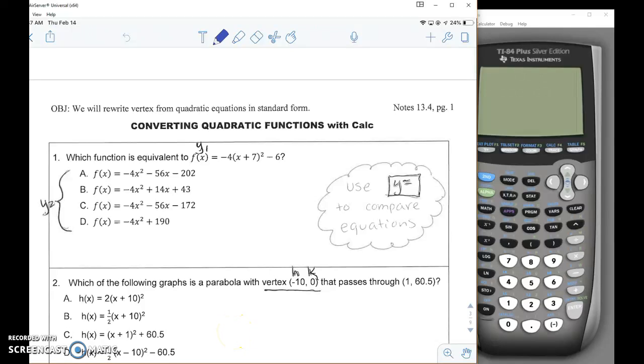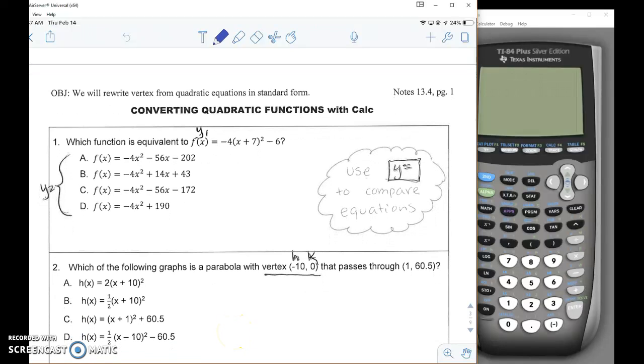This is Notes 13-4, Converting Quadratic Functions with the Calculator. So today we're going to look at functions that are both in vertex form and in standard form. And we are going to use our calculator to compare to see which ones are the same.